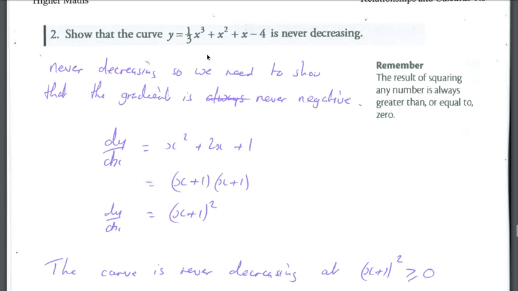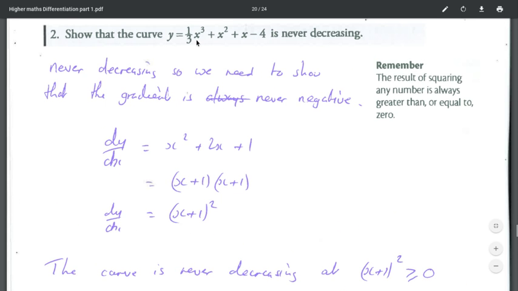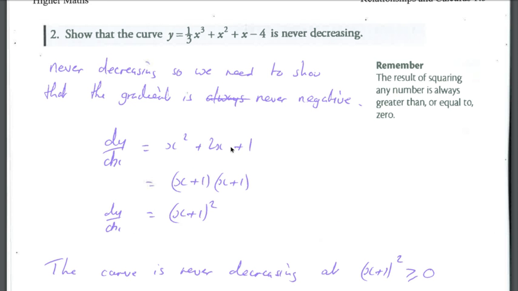So find dy/dx. Differentiating, that's a reasonably straightforward one, which is always nice. That's x squared plus 2x plus 1. Now, just looking at that on its own, we don't know if that's always going to be positive or not. But for this particular type of question, where we're asked to show something is never increasing or decreasing, we'll need to show that it is a bracket squared, possibly bracket squared plus something.